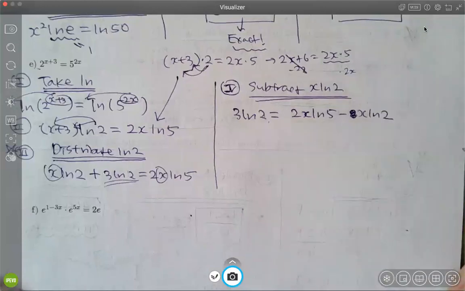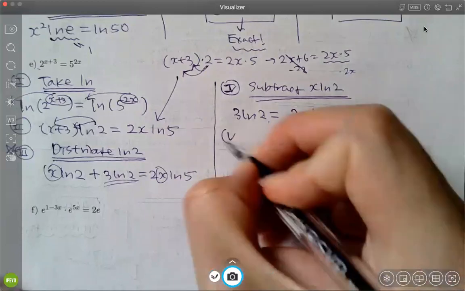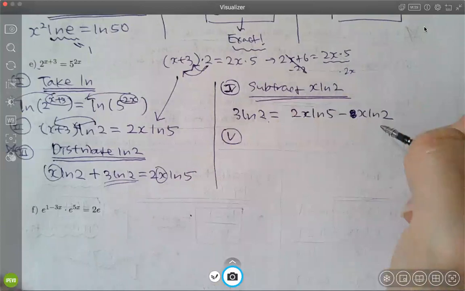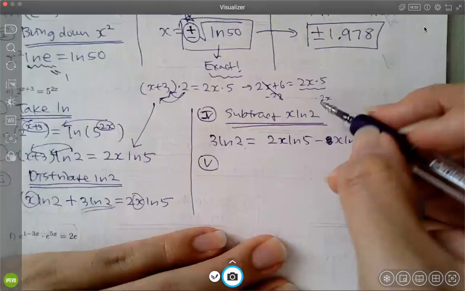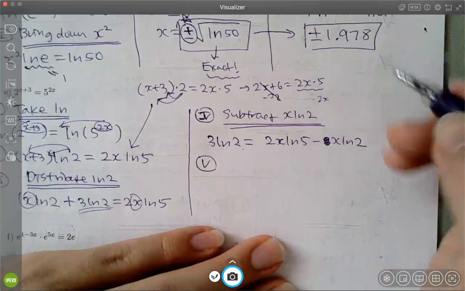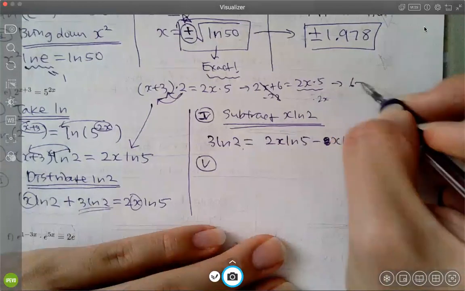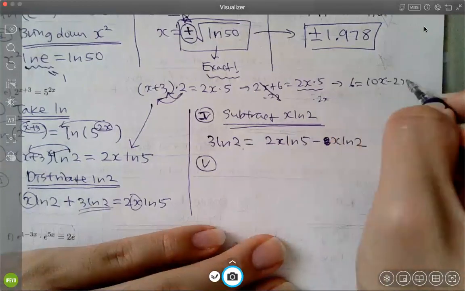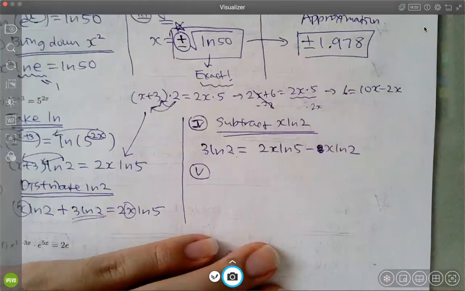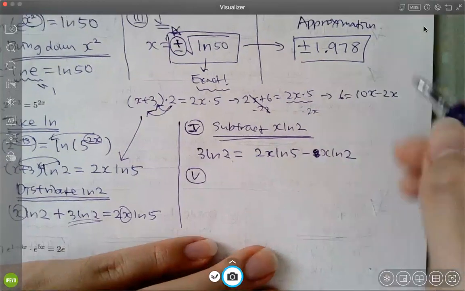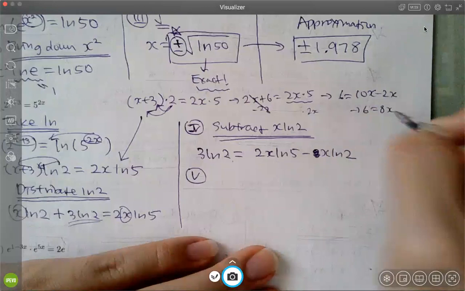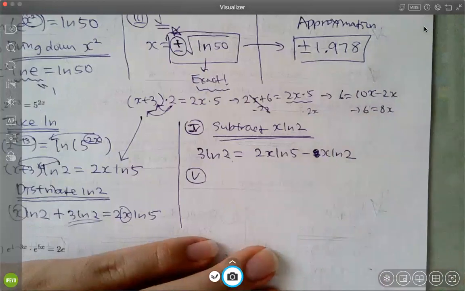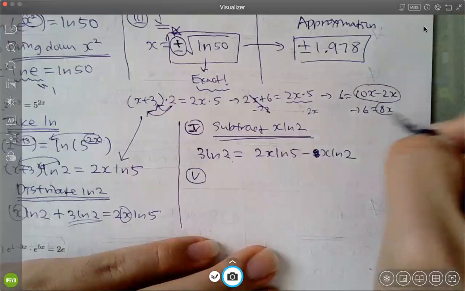And now there are only 2 more steps. What's the next step? So from here in this easy problem, you have 6 equals 10x minus 2x. Now, what does that mean? 6 is equal to 8x, right? And now, let me ask you this. Why is 10x minus 2x equal to 8x? Why? What's the reason?